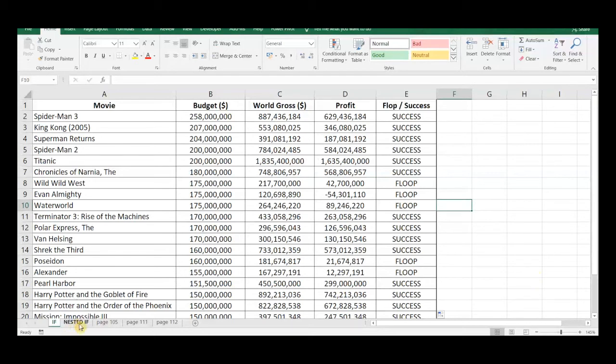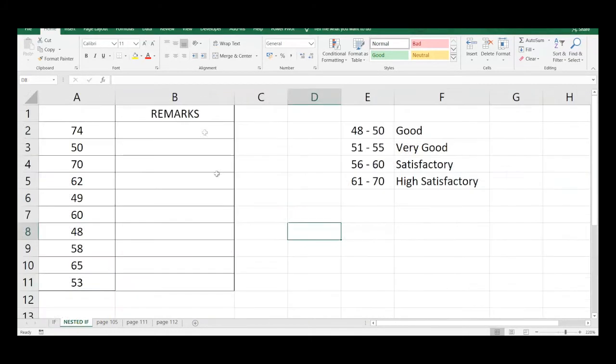So, punta po tayo sa second sheet, yung nested if po. Punta po tayo doon. Ayan, nakita niyo po ba? Ayan. So, this time, makikita natin, maliit lang yung table, pero marami siyang condition. So, yung conditions ay nasa letter E, yung result na in-expect natin ay nasa letter F. Okay po? Good na po?